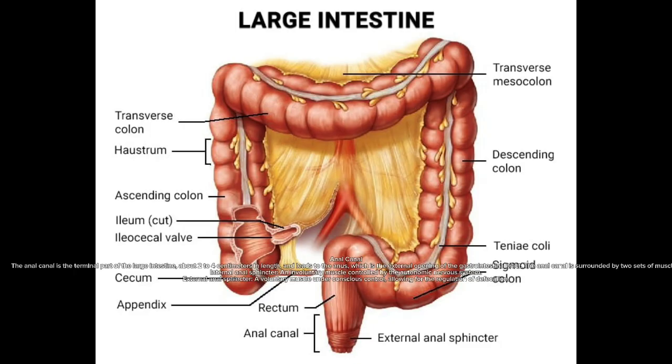Anal canal. The anal canal is the terminal part of the large intestine, about 2 to 4 centimeters in length, and leads to the anus, which is the external opening of the gastrointestinal tract. The anal canal is surrounded by two sets of muscles: the internal anal sphincter, an involuntary muscle controlled by the autonomic nervous system; and the external anal sphincter, a voluntary muscle under conscious control, allowing for the regulation of defecation.